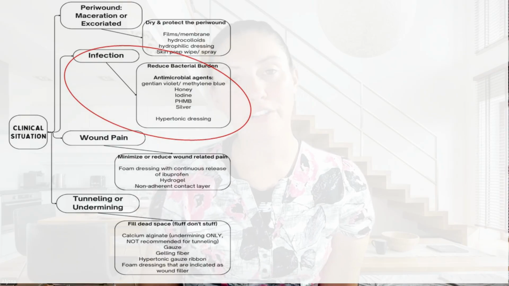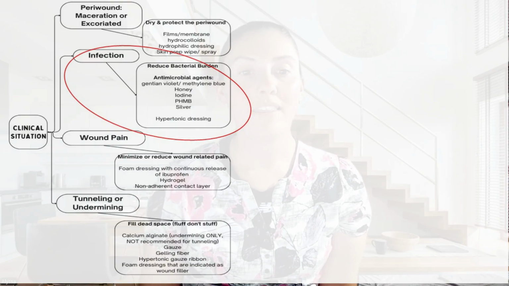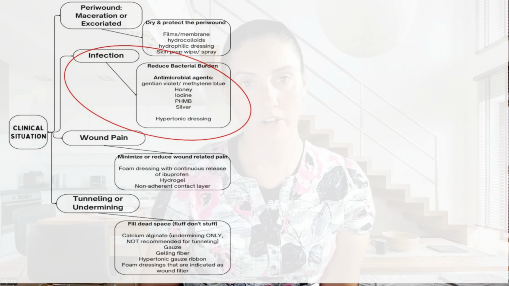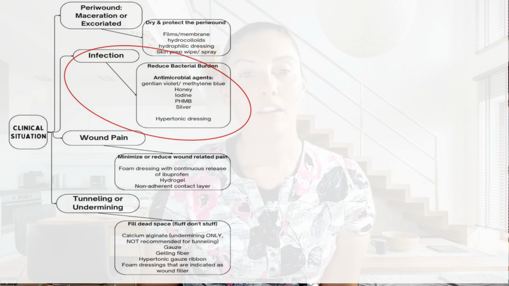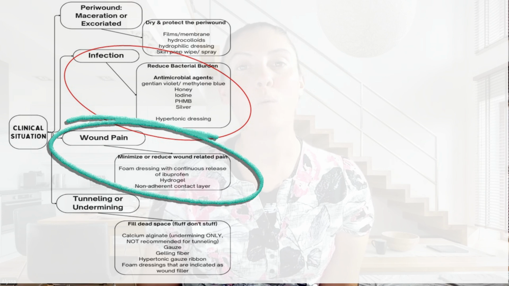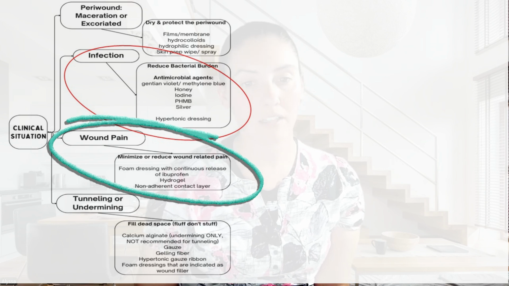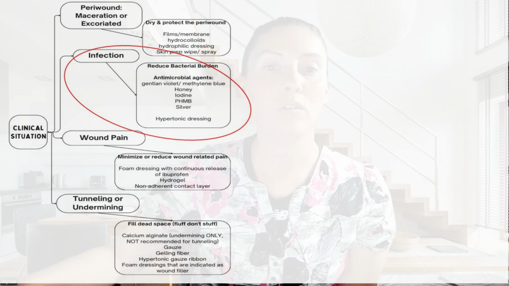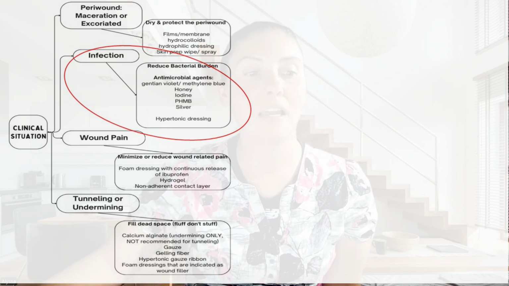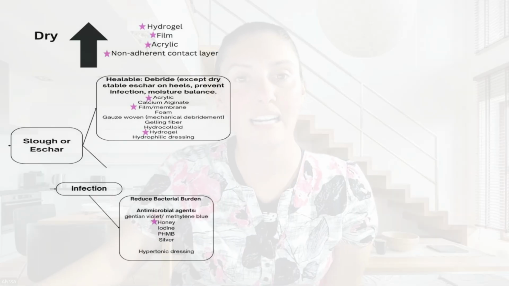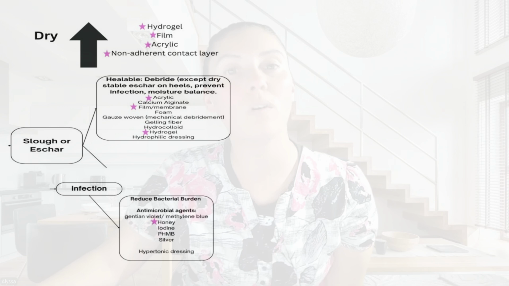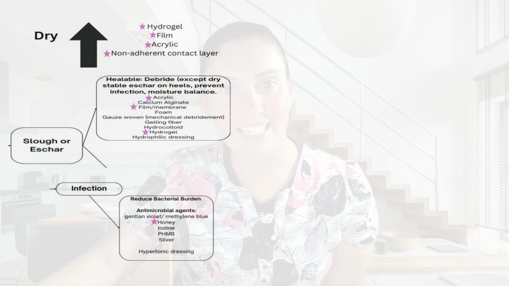Now, once again, not all of these will be appropriate, but we will take this and put it on to another slide. Our next flow chart here shows the different clinical situations that could be happening. So maceration or excoriation, we don't have. Infection, wound pain, we do have, and we don't have tunneling or undermining. So we just kind of omit what we don't need, take what we do. So once again, we will take this and put it on our next slide. So let's move forward onto our next slide here. As you can see, I've taken everything that pertains to our specific wound, and I've placed it here.